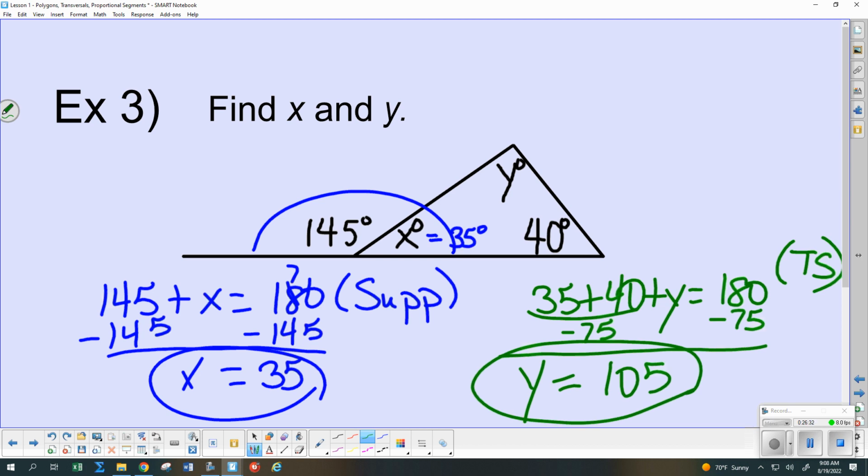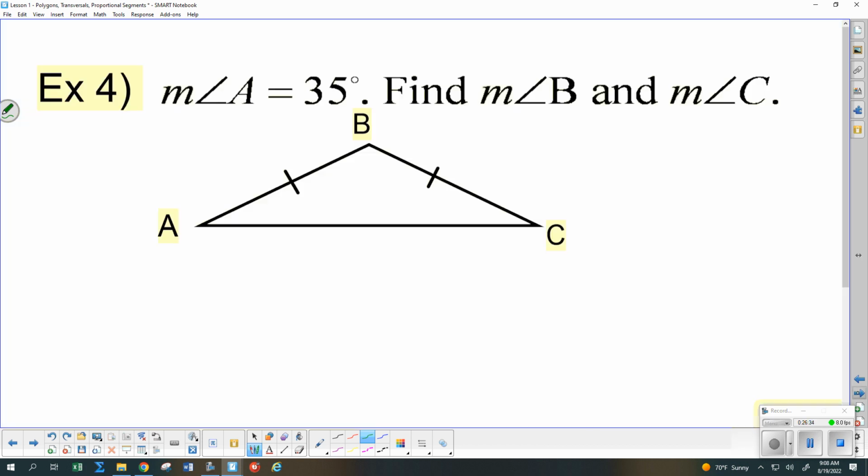Are we good there? Last one, and then we'll do homework. So this tells me angle A measures 35 degrees. I am supposed to find the measures of the other two angles. What do these little tick marks mean? Marlo? That those two sides are congruent. So I've got an isosceles triangle. How does that help me with these angles I'm supposed to find?